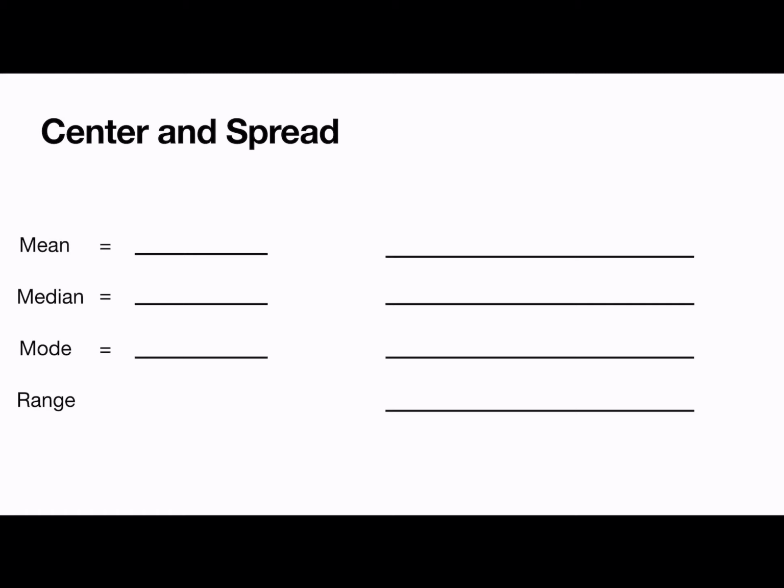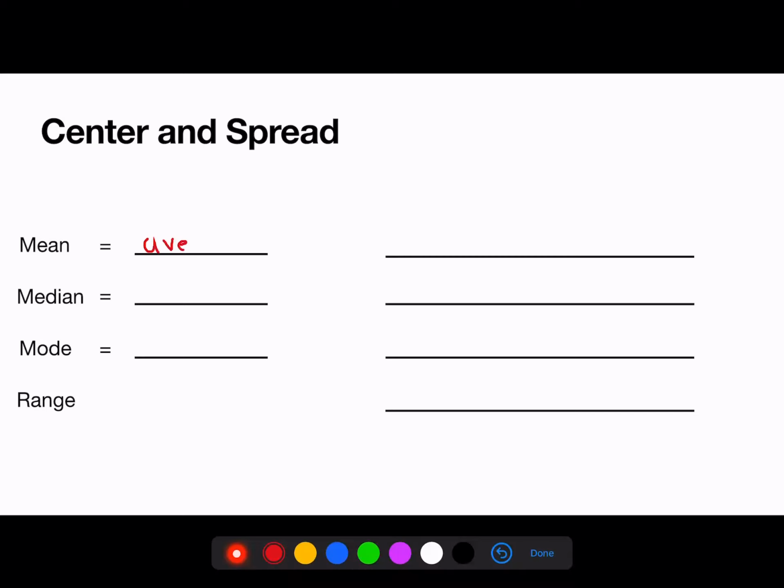The term you may be the most familiar with is the mean. Another word for mean is average. To find the average of a data set, find the sum of all values, then divide that sum by the number of values.